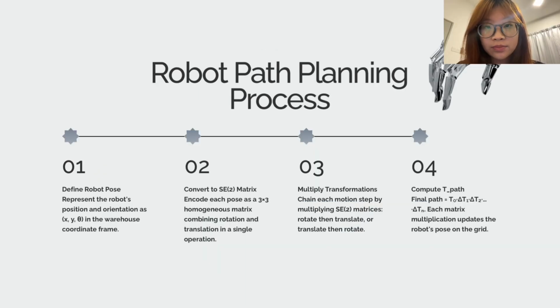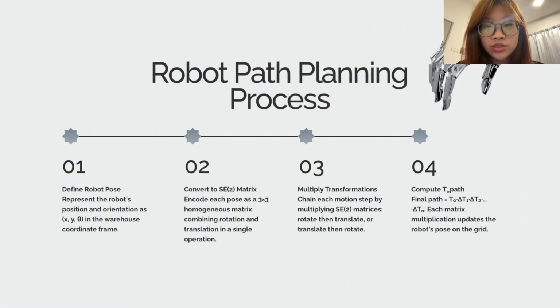Robot path planning process. Define robot pose: represent the robot's position and orientation as x, y, theta in the warehouse coordinate frame. Convert to SE(2) matrix. Encode each pose as a 3 by 3 homogeneous matrix combining rotation and translation in a single operation.